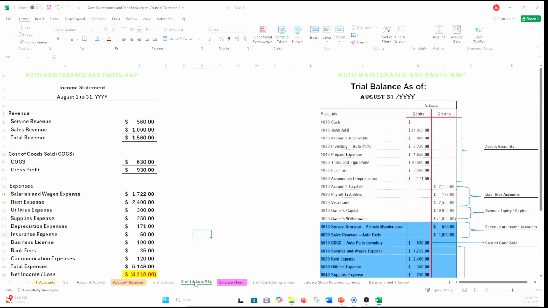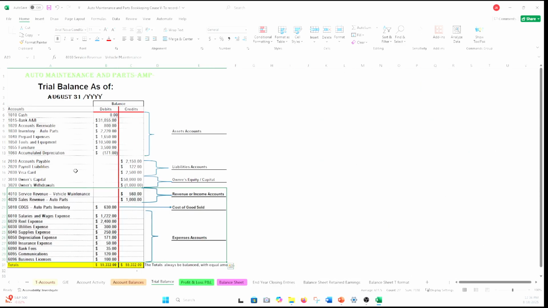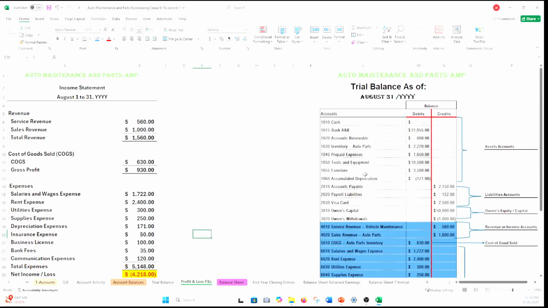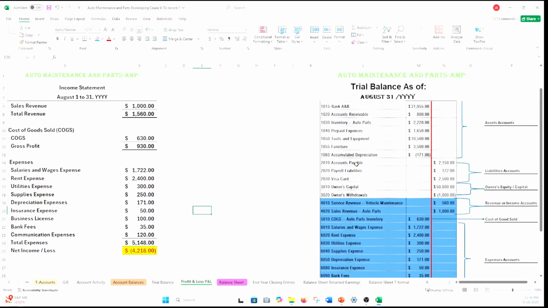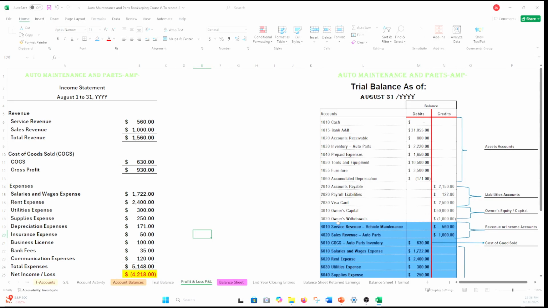Here we have the profit and loss. I just copy the information from the trial balance to here, just to show you some information. So what we do is present it in a specific format. You can customize how you want to present it, but this is the standard format to present the profit and loss or income statement.